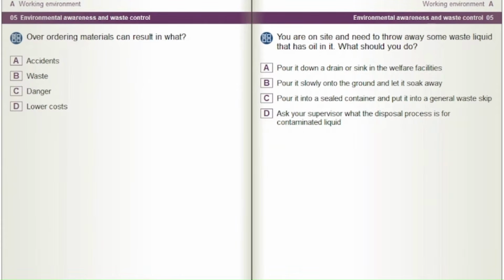Over-ordering materials can result in what? Accident, waste, danger, lower costs.